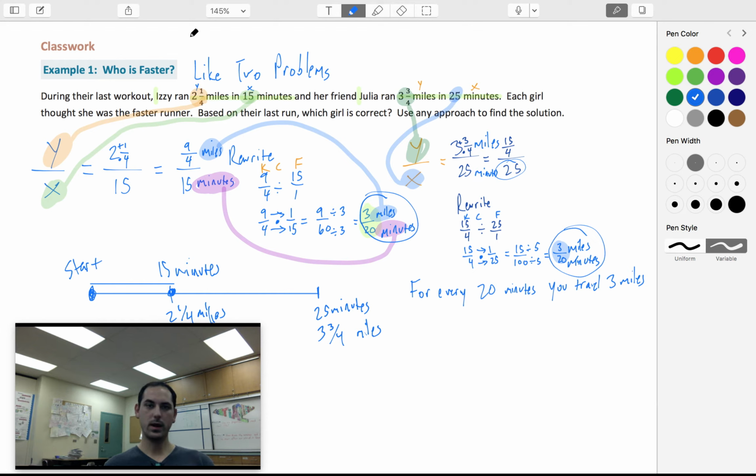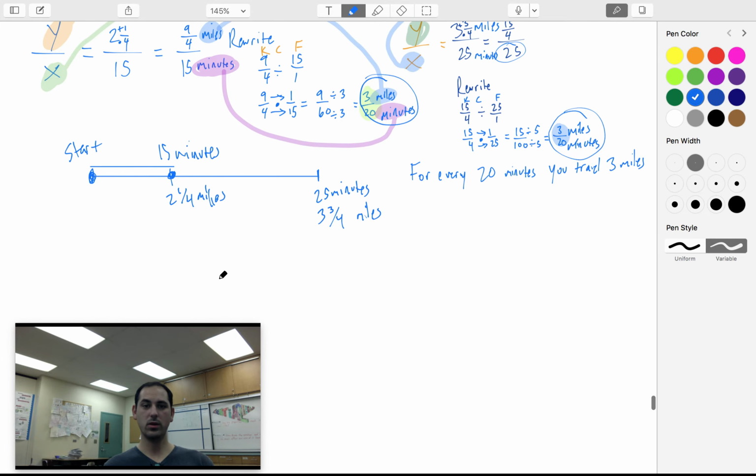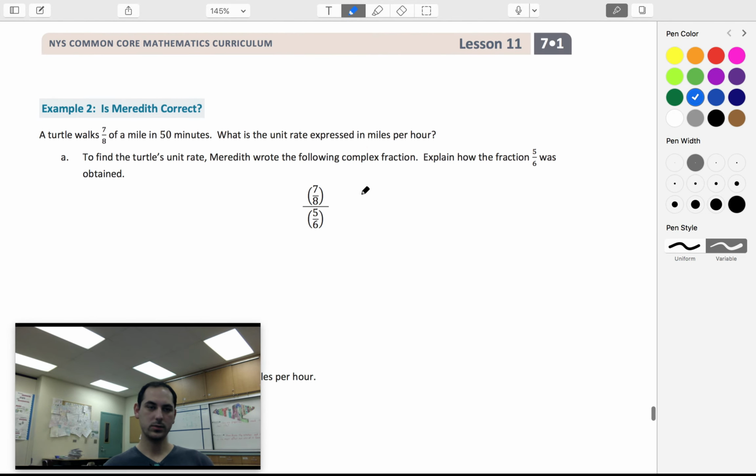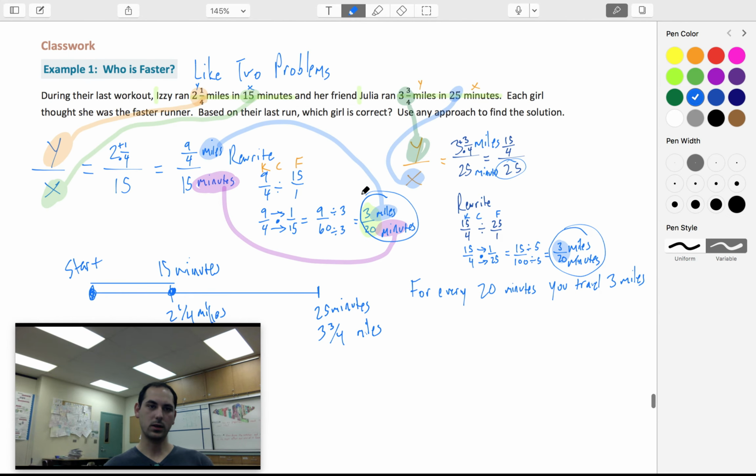So think about Izzy and Julia. They could be running side by side because they're running at the same rate. Okay. All right, let's go on to the next one. And there are more methods to solve this, but for sake of time, we're going to stop at this method. And to understand the problems that follow, this is the method you want to use.